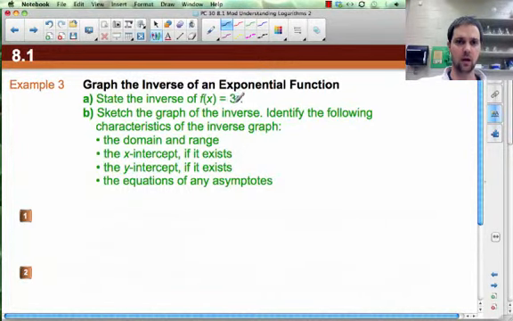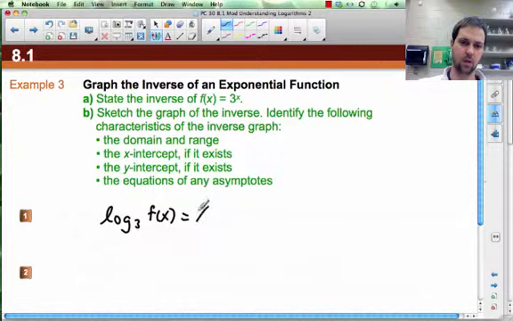So log, we start off just by writing log. Now base is the big number, the base of the exponent here. So log base 3 of, now the exponent always goes on the other side, so this would be the answer. F of x is x. Okay, so there you go. 3 to the x equals f of x. So this is what it would look like.